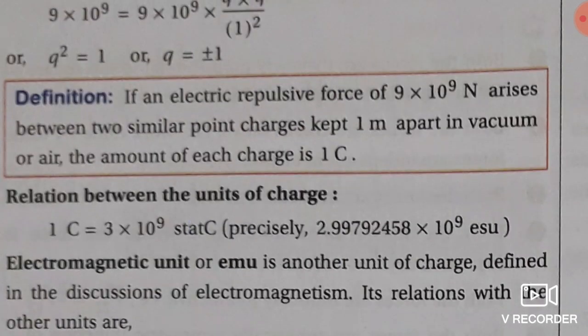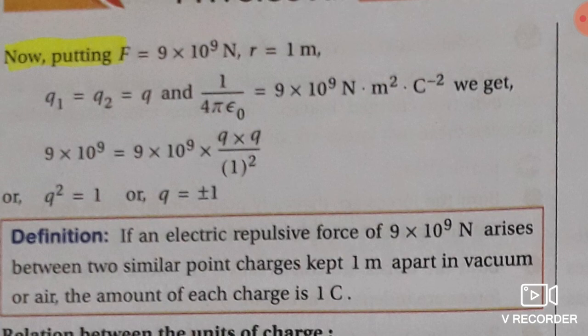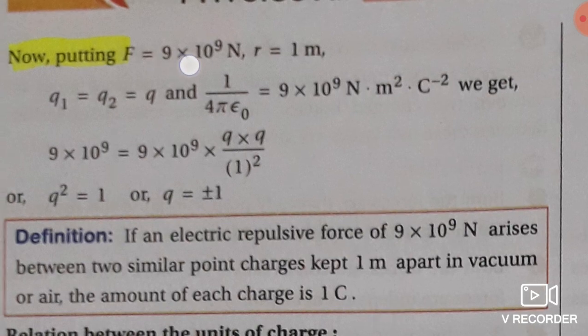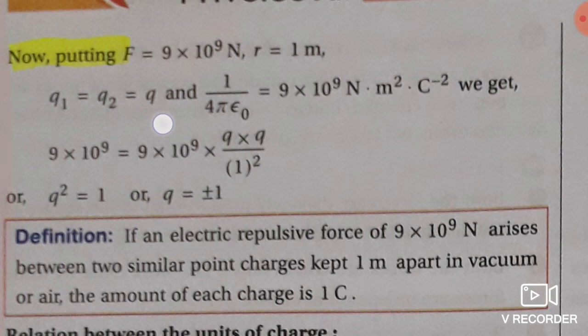Now let us discuss point number 5, define 1 coulomb. In Coulomb's law, if we put the value of F equal to 9 into 10 to the power 9 Newton and r equal to 1 meter, that is the distance between the two charges is 1 meter, and let Q1 and Q2 both be equal to Q, that is both the charges are of the same magnitude, and 1 by 4 pi epsilon 0 is equal to 9 into 10 to the power 9. This we already know.